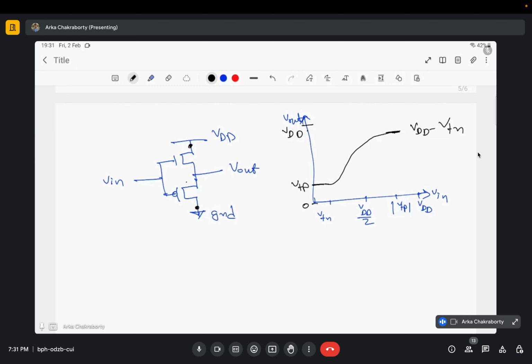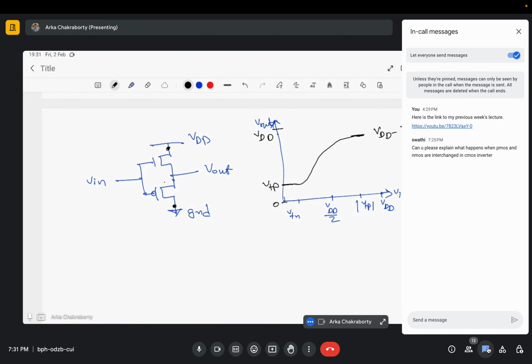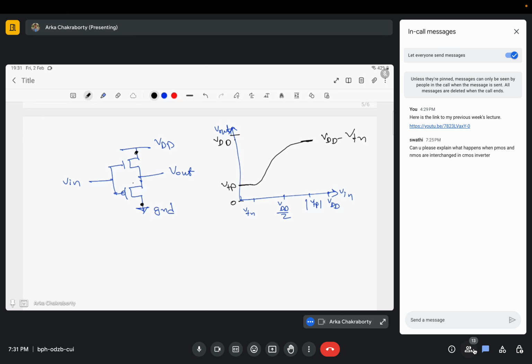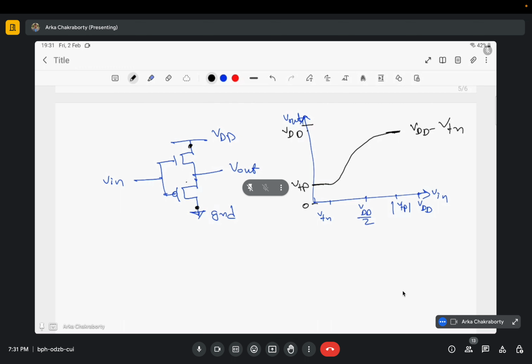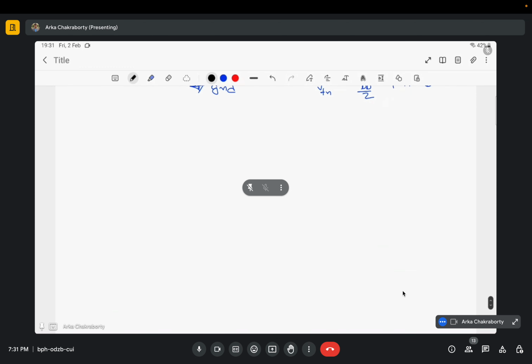First of all, it will not be an inverter. It will act as a buffer, and its output swing will be much more degraded, so we will not get a rail to rail swing. Does that answer your question, Swati? Okay, nice. Any more questions? We have half an hour left.